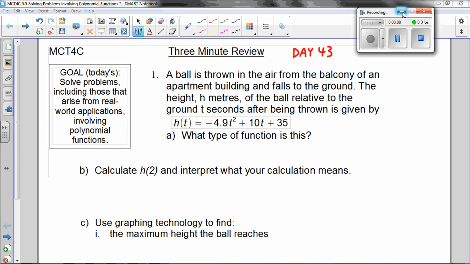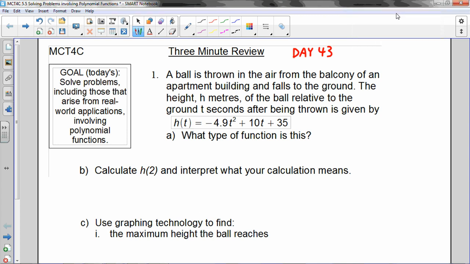MCT4C day 43 is lesson 5.5 on solving problems involving polynomial functions. And the 3-minute review here is a review of a grade 10 example. Typical example, hopefully you read it and tried this yourself.